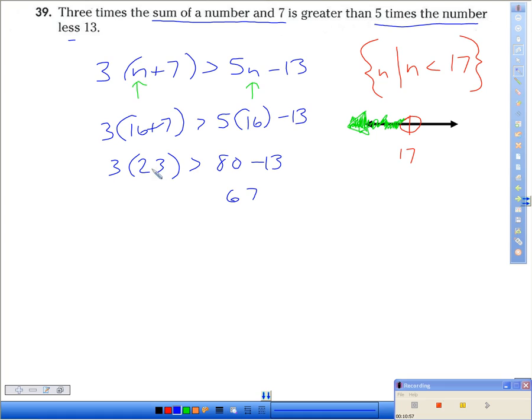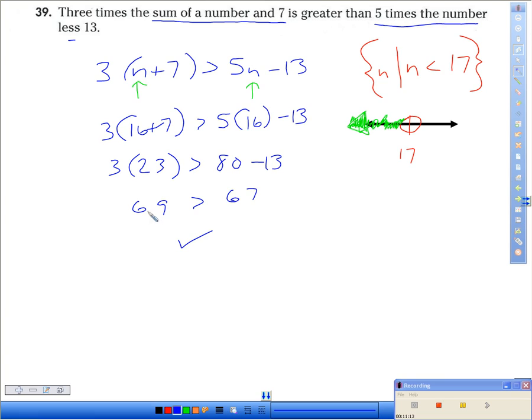And on the left-hand side, when we multiply 3 times 23, well, what do we come up with? 3 times 23, that's 20, 40, 69. So is 69 greater than 67? It is. So this is a little bit different in the way that we check an equation.